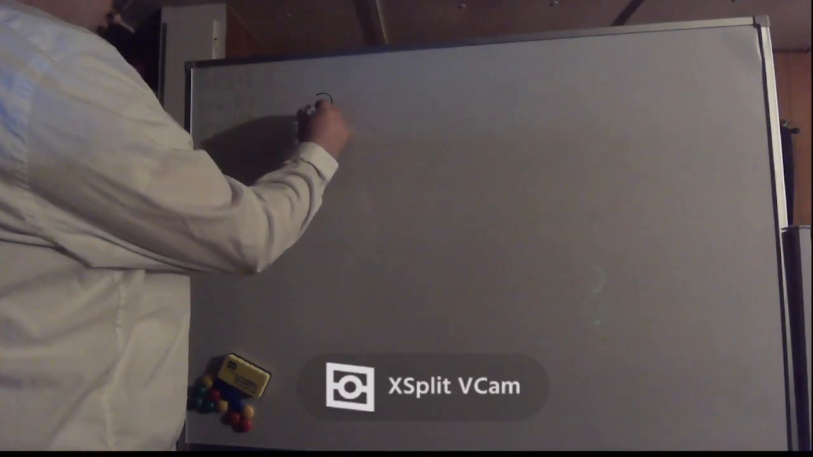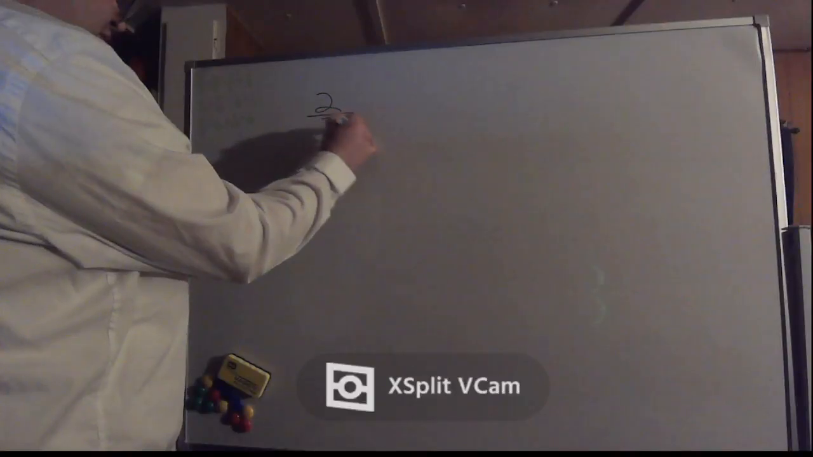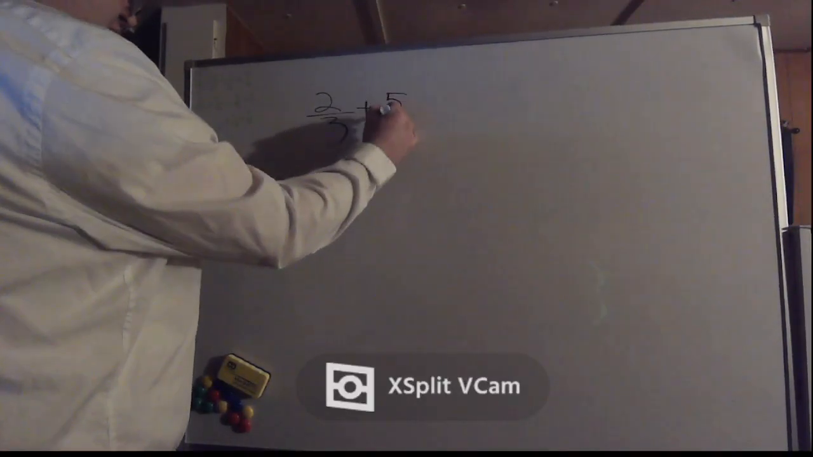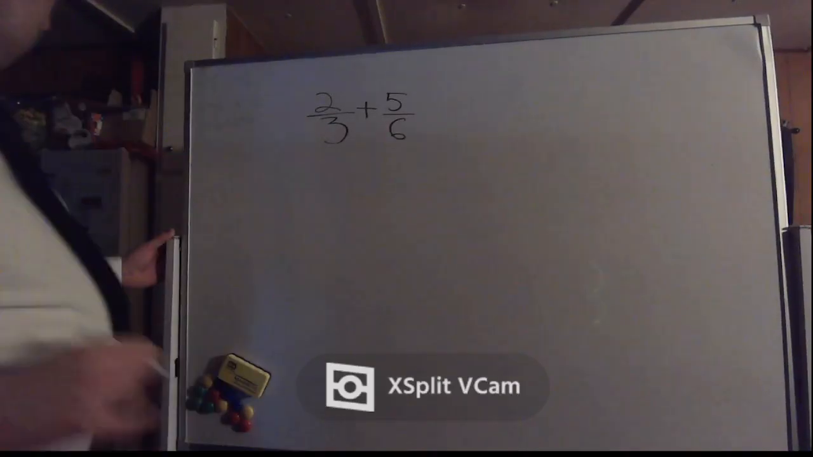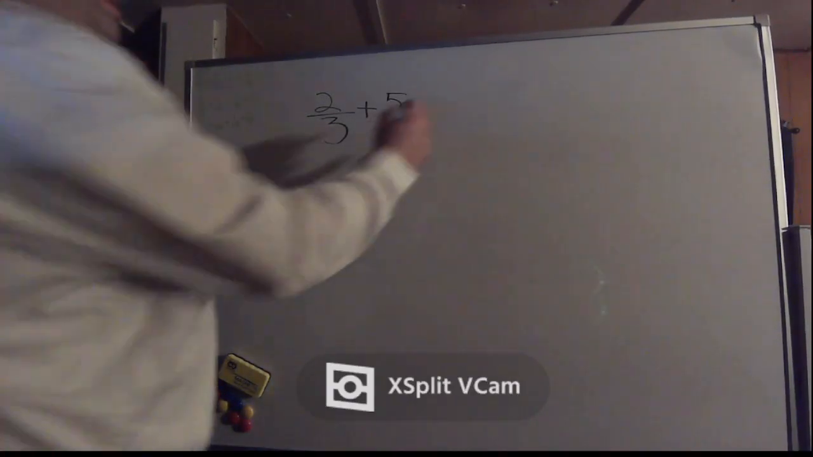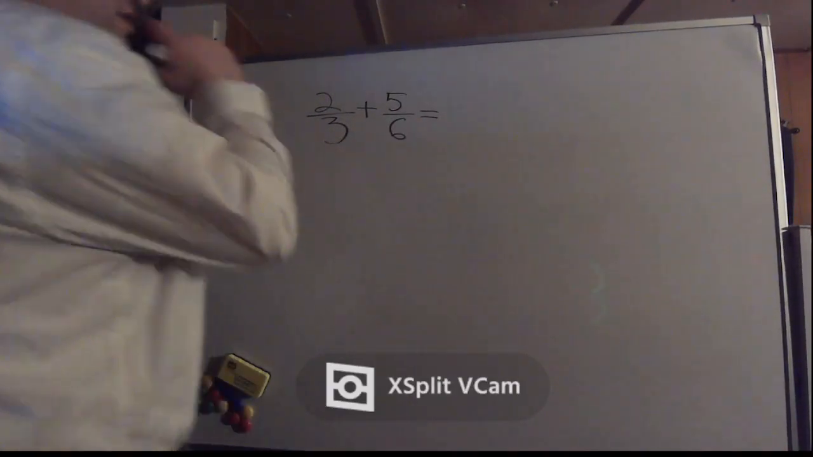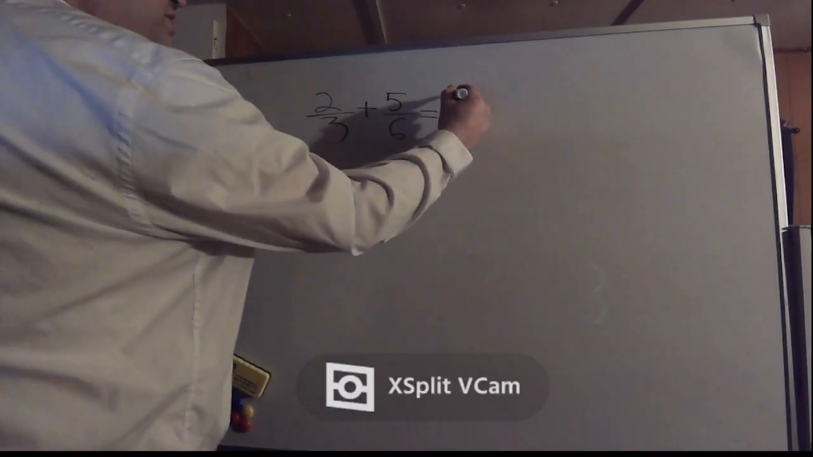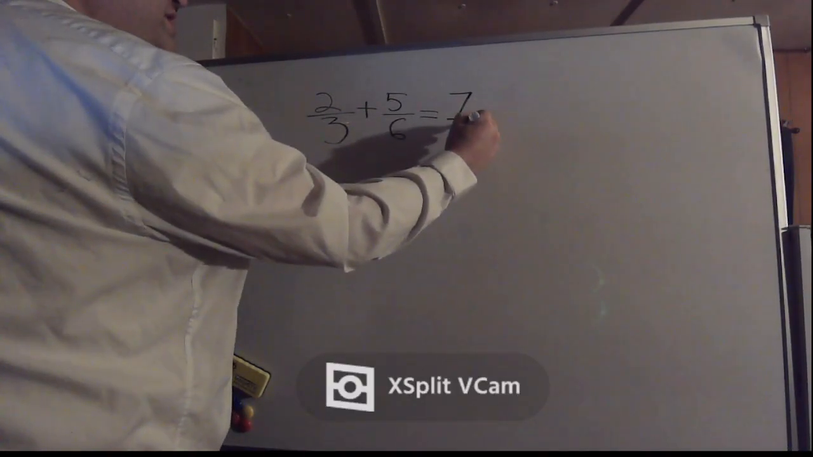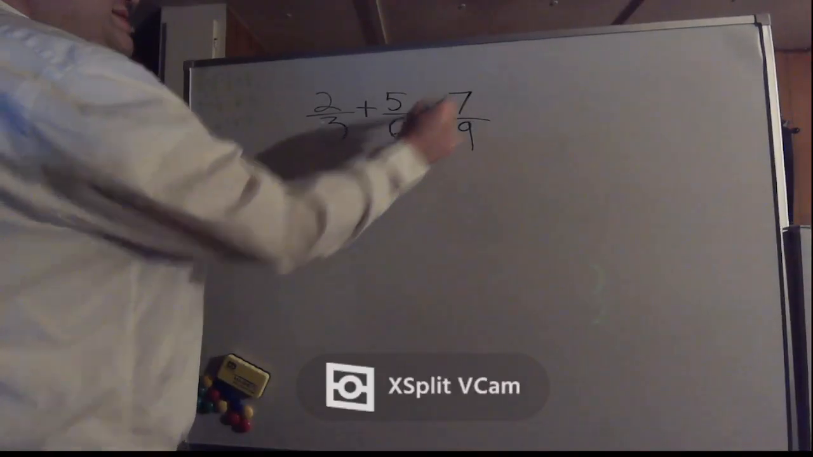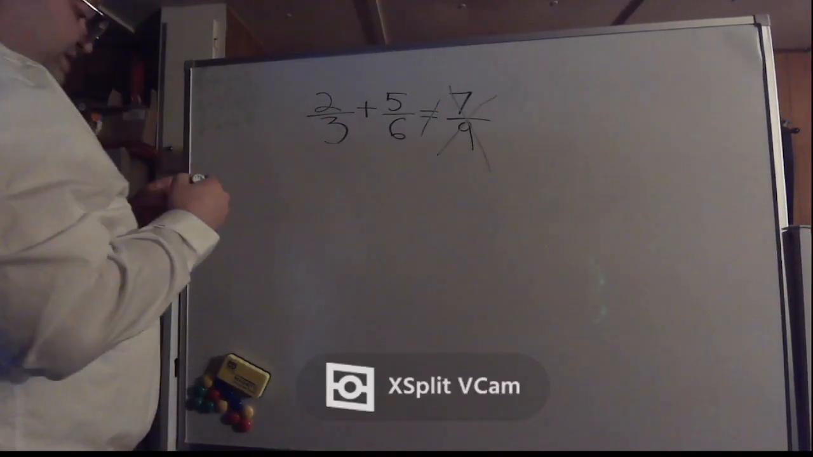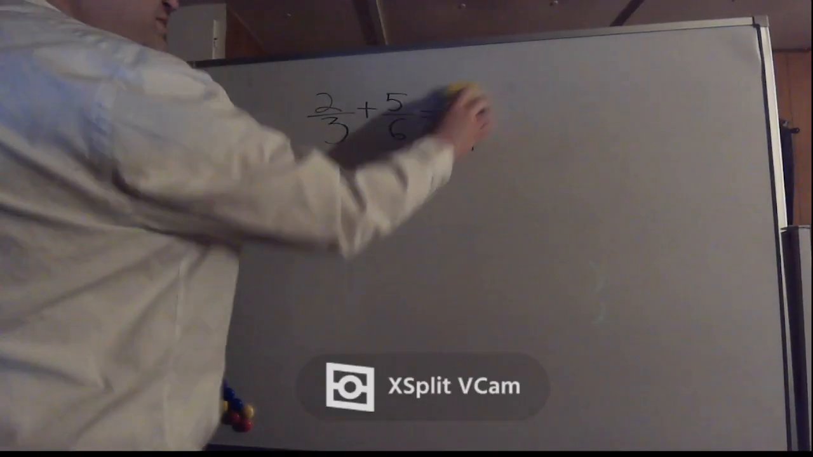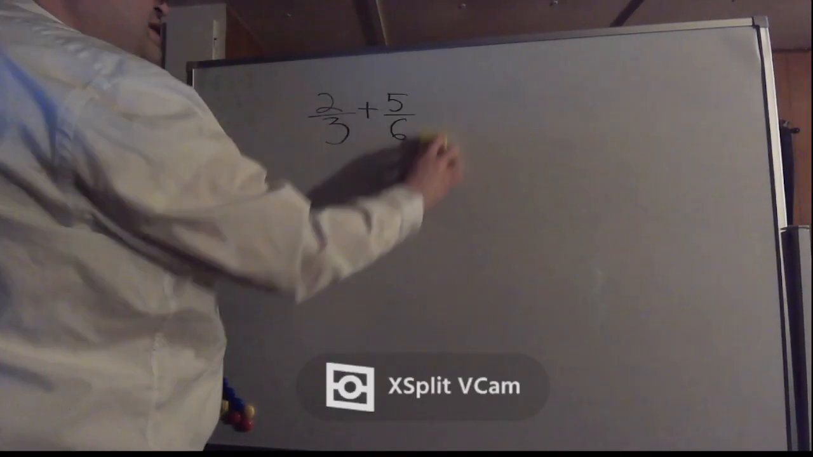I'm going to show you a common mistake that people make. So let's say we have 2/3 plus 5/6. A lot of people make this mistake. They think that all you do is add the numerators and denominators together, so they think you would get something like 7/9. That is not correct. That actually is not how you do fractions, especially when you have two different denominators.